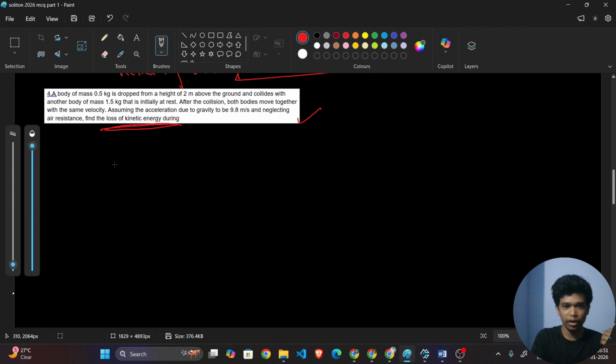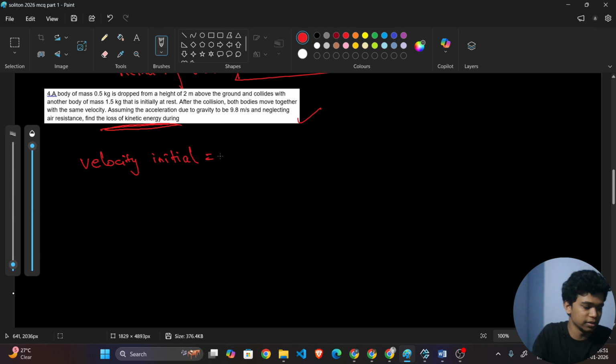We want to find the velocity before the collision and the velocity after the collision. Then we use those velocities to find the initial kinetic energy and final kinetic energy. By subtracting the kinetic energy final minus kinetic energy initial, I will get the loss of kinetic energy. Can you understand this? So initially, I will be taking the initial velocity.